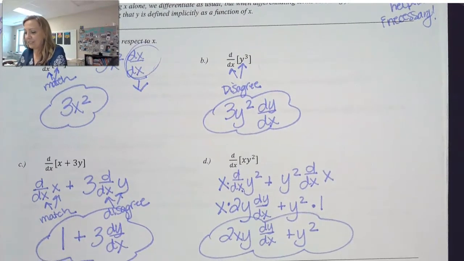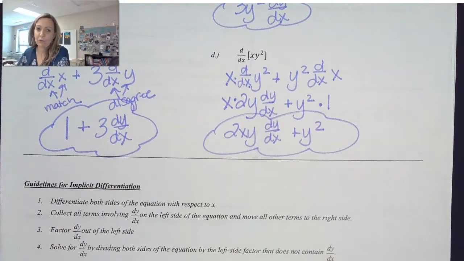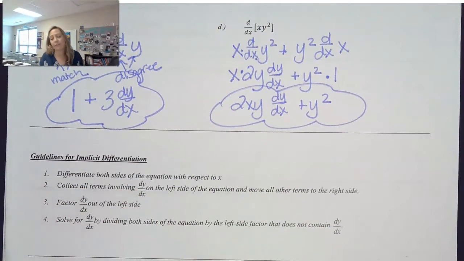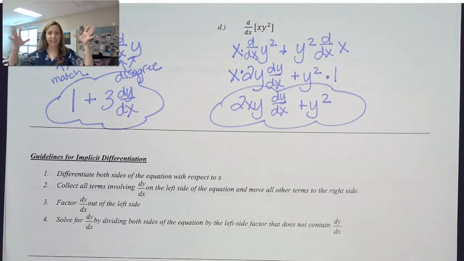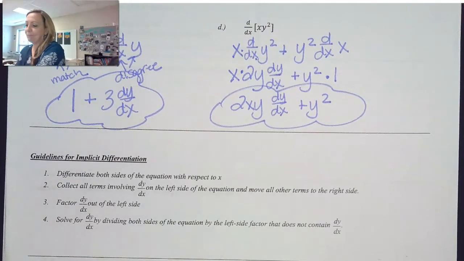But these are the guidelines for implicit differentiation and how you use them. First, you're going to differentiate both sides of the equation with respect to x. Then we'll take all the terms that have dy dx on the left side of the equation, and move all the other terms to the right side of the equation. Then we'll factor dy dx out of the left side and isolate dy dx by dividing by the remaining factor. That's the way we do implicit differentiation.